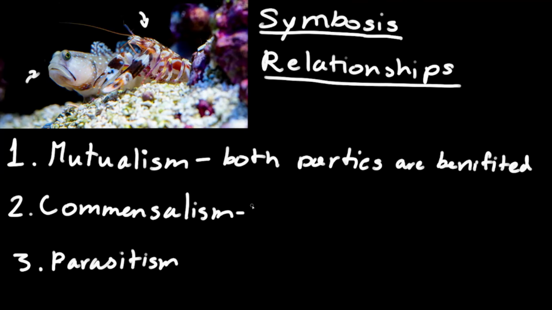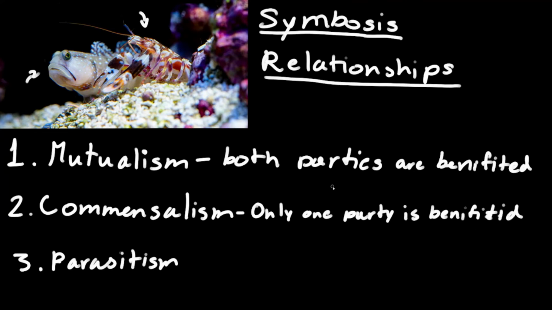The second type is commensalism. It's when only one party is benefited. One party is benefited. So the other party is actually not benefited during this because, say for example, a dandelion, right, or some other plant that has seeds inside of it, and it flies away, it just floats away with the wind.